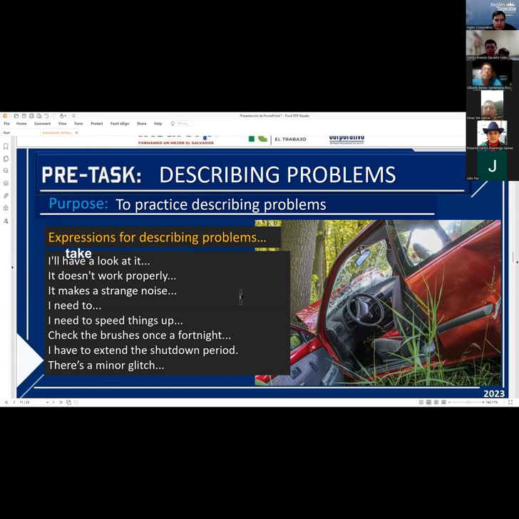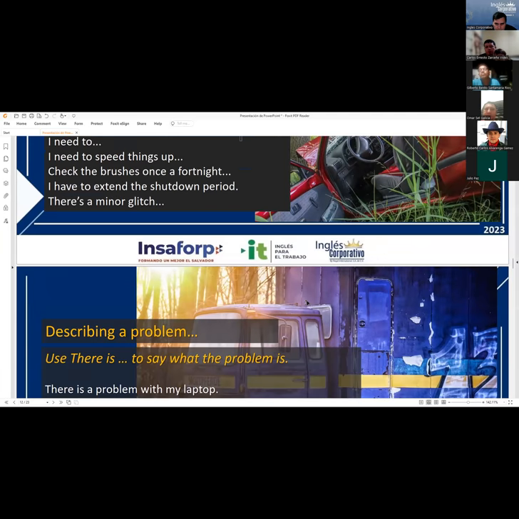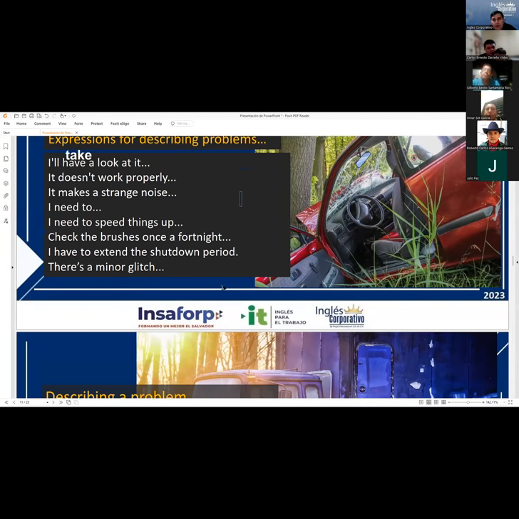It doesn't work properly. It makes a strange noise. I need to fix it. I need to speed things up. Check the brushes once a fortnight. I have to extend the shutdown period. There's a minor glitch. Teacher, what's glitch? A problem. Right? There is a problem. There is a minor glitch. El menor problema. Un problema menor.